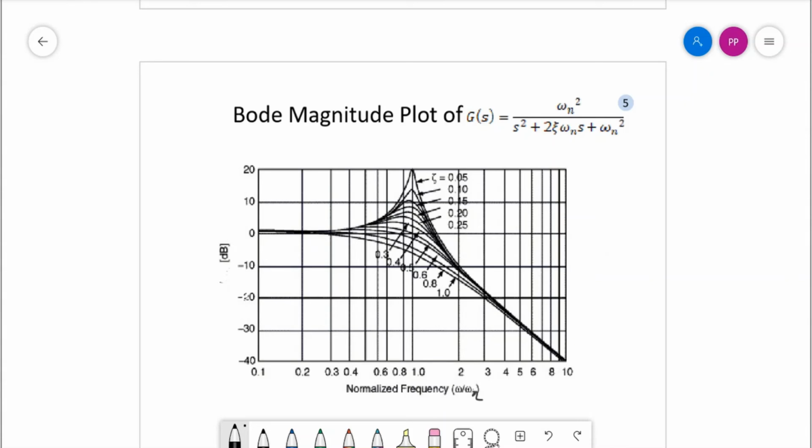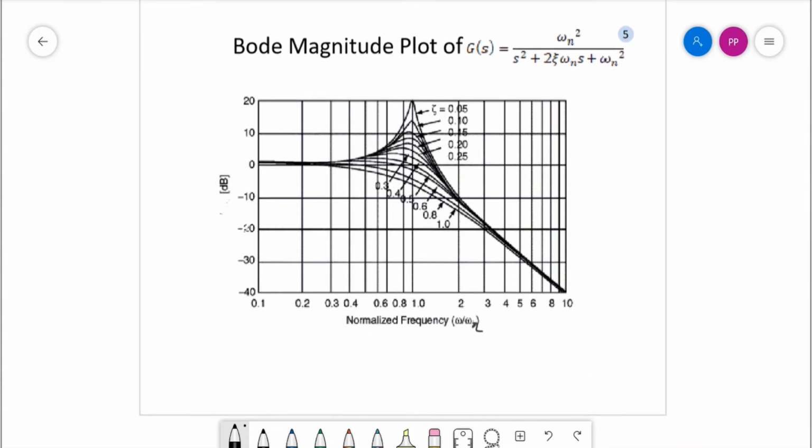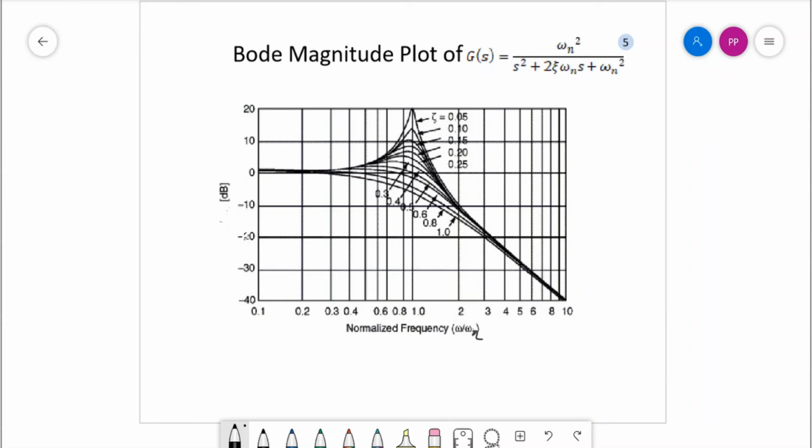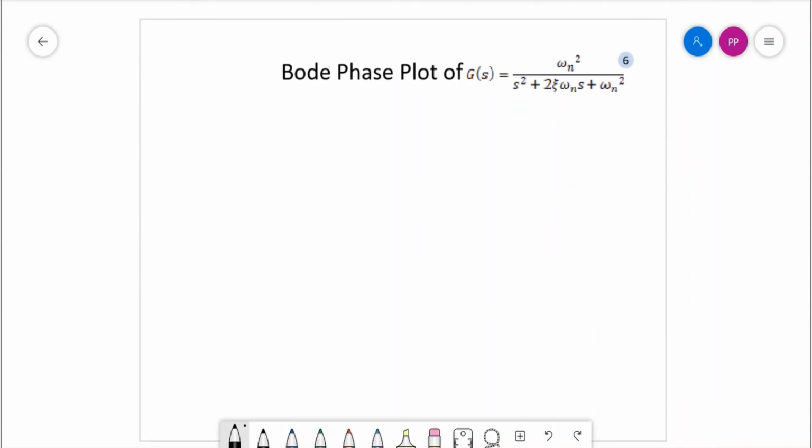You see how the plot looks. This is how the Bode magnitude of a second order system looks. Now is the time we should go for the phase plot.